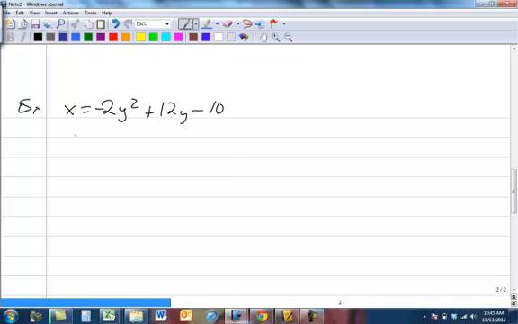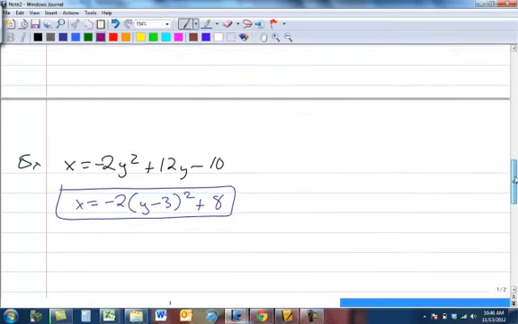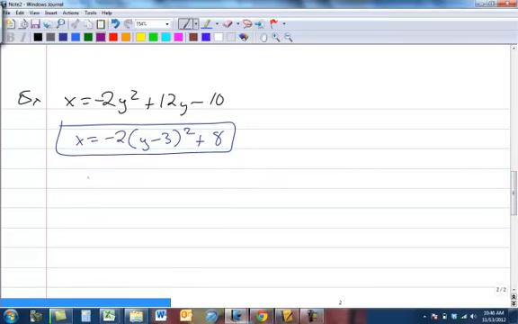But your final answer should be x equals negative 2 times the quantity of y minus 3, quantity squared, plus 8. Here's our graphing form. This is what we are dealing with. Because this is x equals, this is a sideways parabola. So our vertex is the point... now remember, this is h and this is k. So this is the point 8. It's the opposite of what you think for k here. 8, 3. Our vertex is at 8, 3.